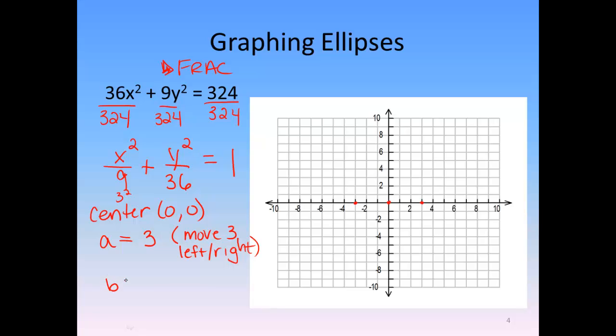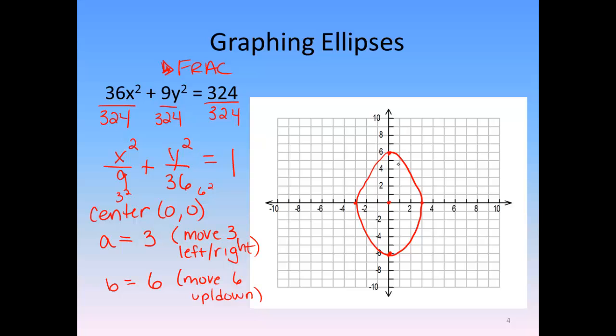My b is going to be 6 because the 36 is 6 squared. So this tells me I'm going to move 6 up and down from my center. So from my center, I'm going to go up 6. From my center, I'm going to go down 6. If I connect these 4 dots, I now have something called an ellipse.